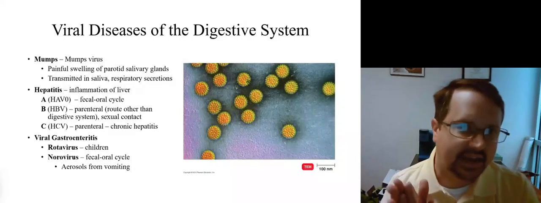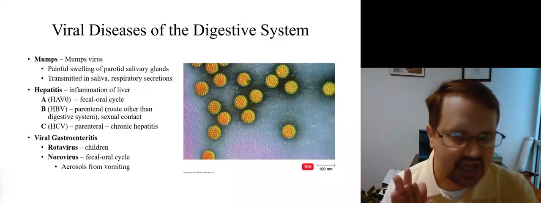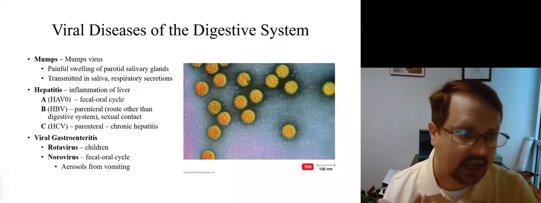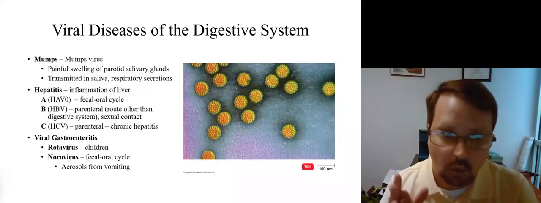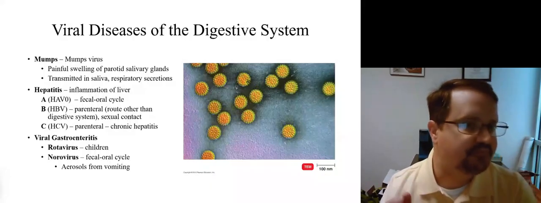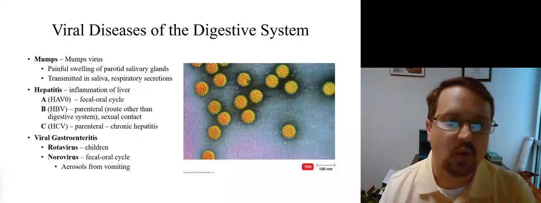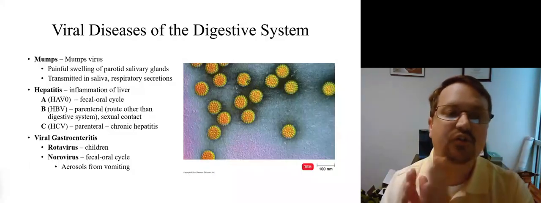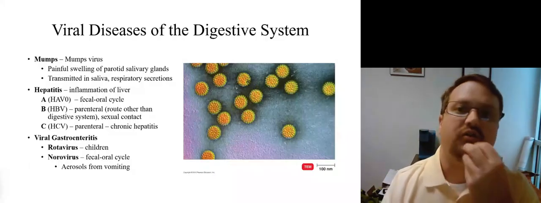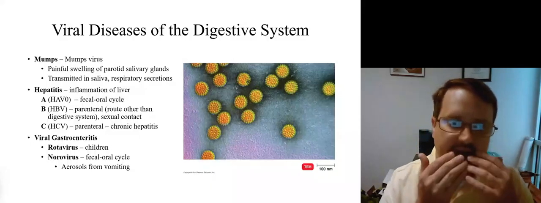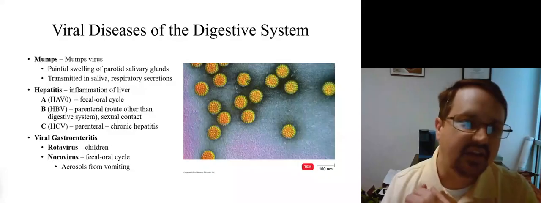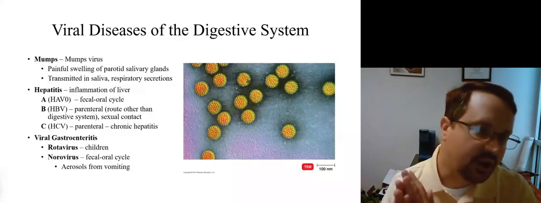Some other really nasty viruses that we can get can be pretty nasty. Many of them are fecal-oral, from something's poop to your mouth. Mumps virus causes painful swelling of your parotid salivary glands right here, spread by saliva and respiratory secretions, so coughing on something, you get it in your mouth. Hepatitis, many of these are fecal-oral. Your liver swells.